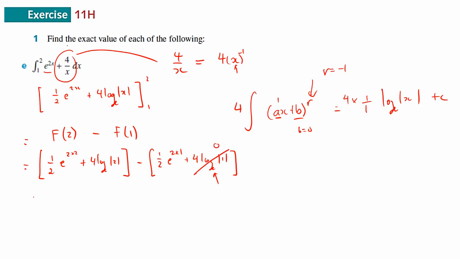And so you rewrite the whole equation. That's half e to the 4 plus 4 log e of 2, minus half e squared. And you can factorize that or whatnot.